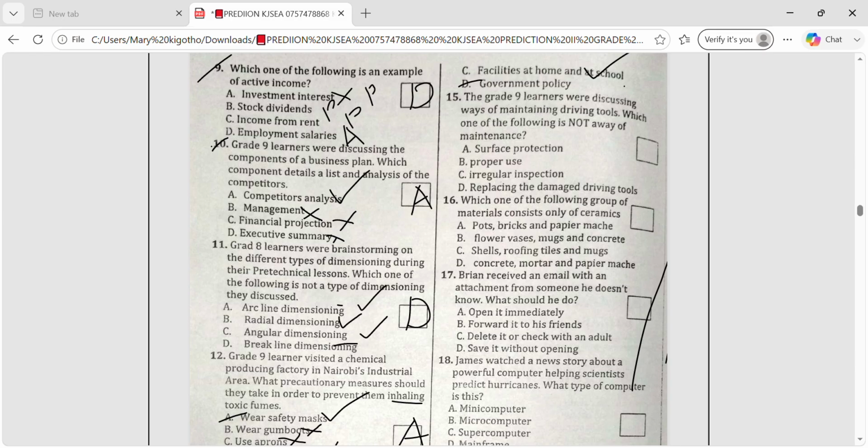Now let's go to question number 15. Question number 15.